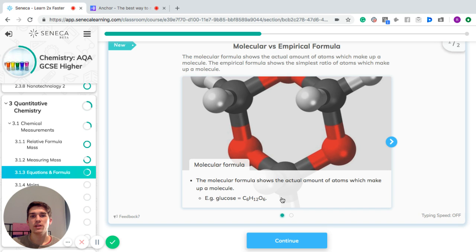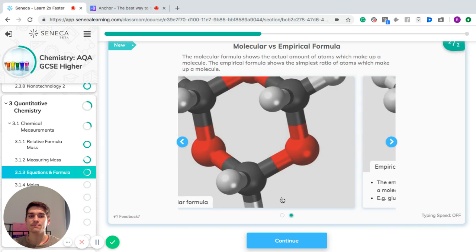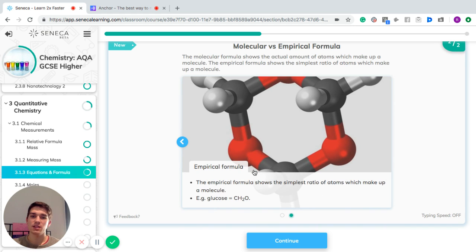Now, molecular formula shows the actual amounts of atoms which make up a molecule. The empirical formula is something that shows the simplest ratio of atoms which make up a molecule. So if we look at an example, glucose has the chemical formula C6H12O6. And if we want to make the empirical formula, we're looking to change glucose into show its simplest ratio of atoms that make it up.